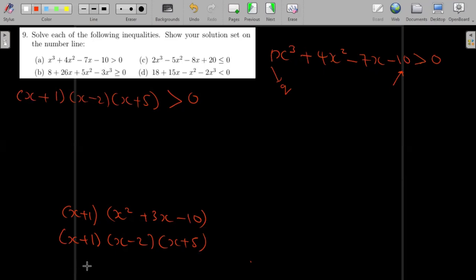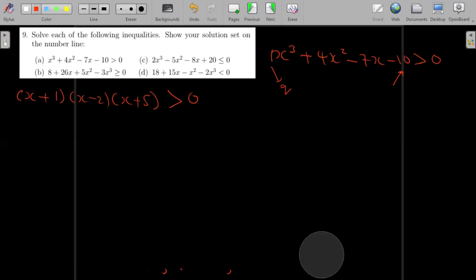So now what do we do here? From this stage, we have to find what we call critical values. Because we're dealing with inequalities, we're going to use a critical table in order to find our values. To get those critical values, just equate each linear factor to 0, then find the values of x. And you have x equal to -1, x equal to 2, and x equal to -5. These three are our critical points, and we use them in our critical table.